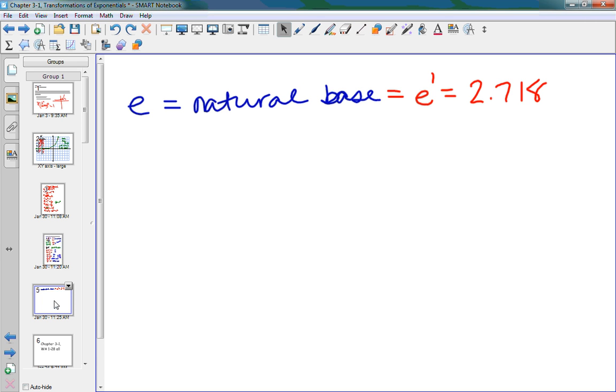I don't understand where they came up with pi and e. Why they named them that, I don't know. 22 over 7 is the closest thing to pi. It's the closest rational number that you're ever going to get.